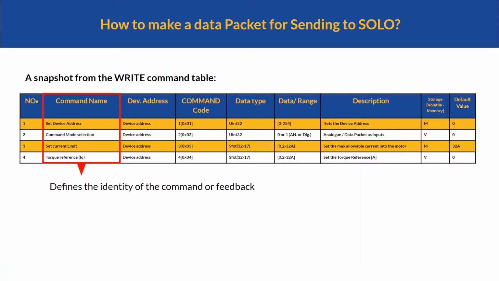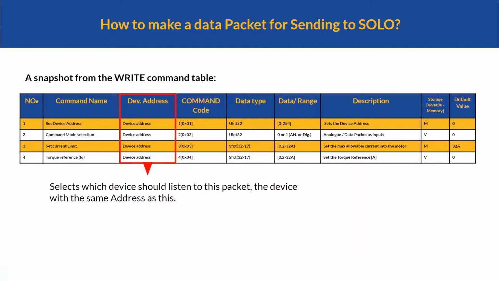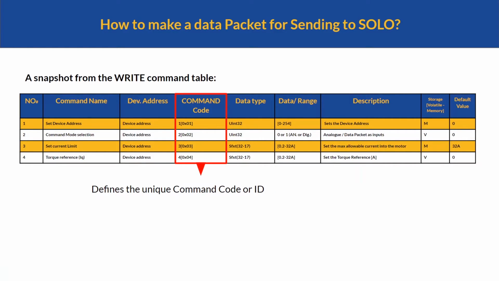The first section that you see in that table is the command name, which is just an explanation of the type of the action that this particular command code will do. The next section is what you should put in the device address if you use this specific command. So normally we put the same device address as the Solo that we're going to talk to. The next thing is the command code, and this defines the unique ID for each command that we're going to use. So if you want to set the address of Solo, you need to use the command code of 1.